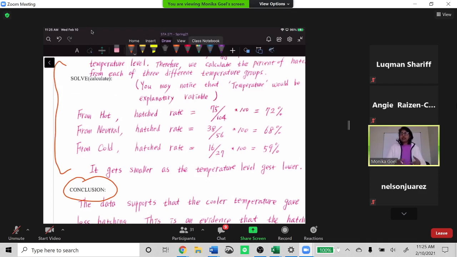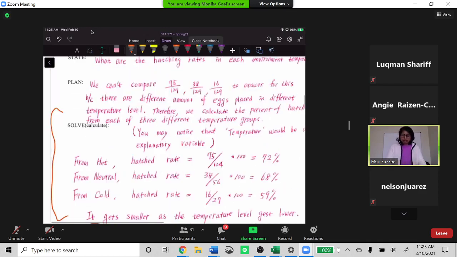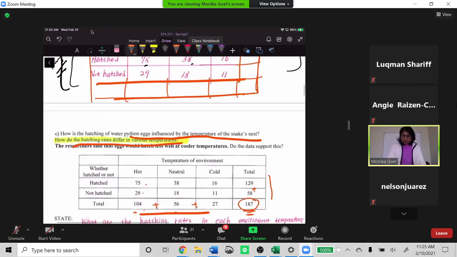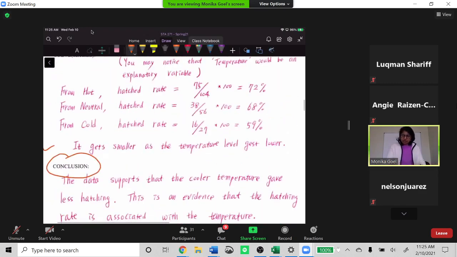Like if it says, explain this, and like it says here, how do hatching rates differ in various temperatures, or how is hatching of water python influenced by the temperature of the nest, so snake's nest. So when you get the result, how do you interpret those results in word form instead of just leaving this is 20%, 30%, 50%, I'm done? No, that is not enough. Just finding these answers or finding these numbers or percentages is not enough. Now you need to write in words, what does this finding mean? What did you conclude? What is your result?